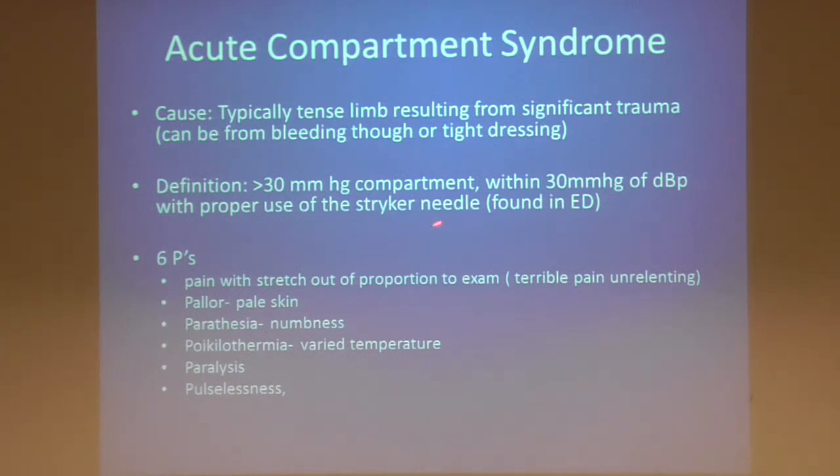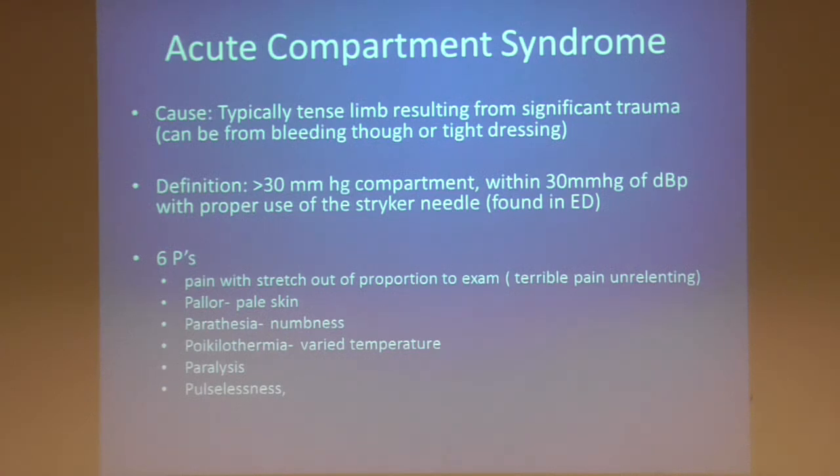to try and figure out if they do have compartment syndrome, and how do we figure out what the intra-compartmental pressure is. There's a Stryker needle. It's basically a device that you stick into the particular compartment, and then it tells you the pressure immediately. I think the OR has one, and I know I've used the one in the ED a number of times. What are some of the signs?